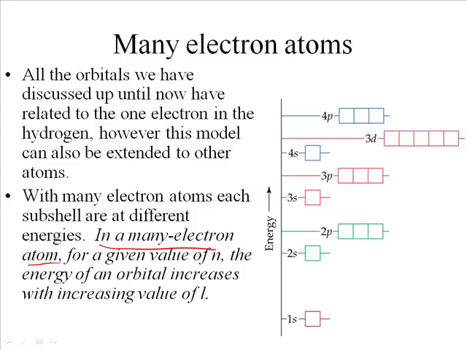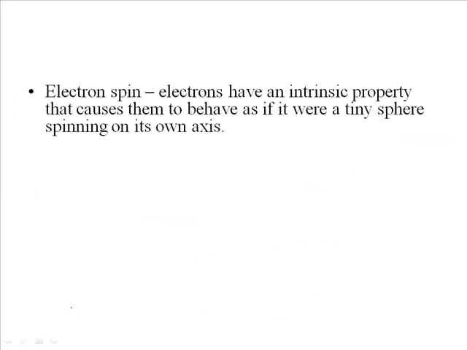In a many electron atom, for any given value of n, remember, which is the principal quantum number, the energy of an orbital increases with an increasing value of L. So as we can see, we've got the 1s and then we've got the 2s. So as you go from 1 to 2, the energy increases. But then as you go from s to p, the energy also increases. So as you go from s to p, you're going from L equals 0 to L equals 1. And as you go up from s to p, you're also increasing in energy.